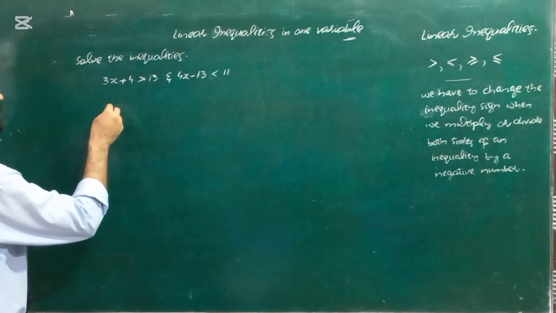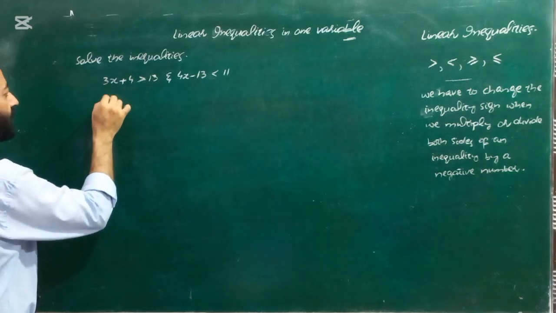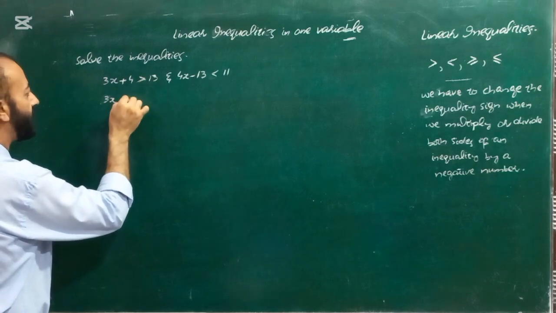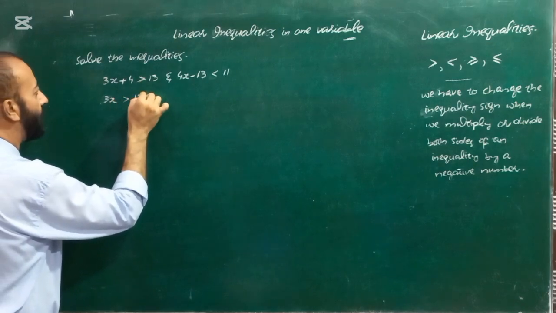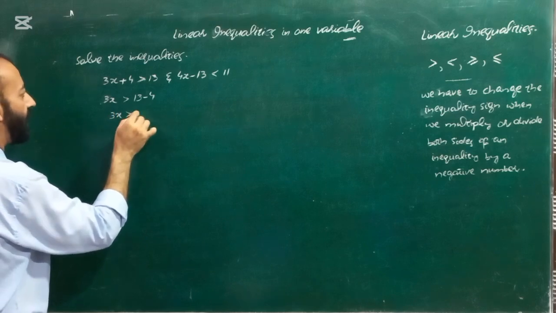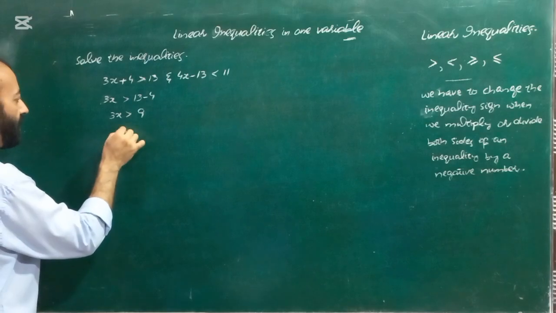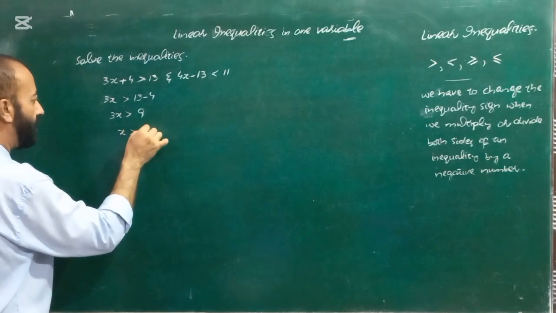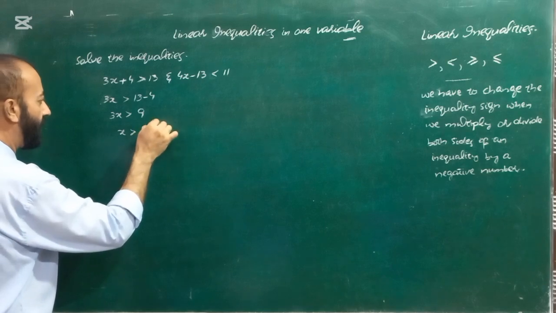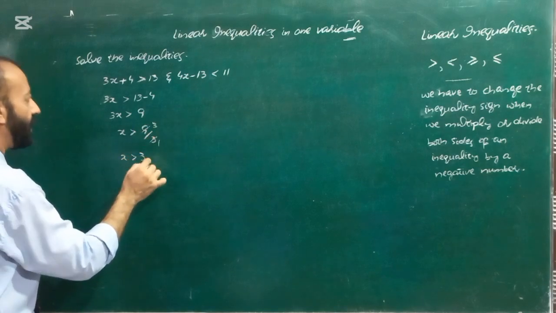So look now, in the first inequality 3x will remain as it is. And this plus 4 will go to the right hand side. It will be subtracted from 13. The next step is 3x greater than 13 minus 4 is 9. And this 3 will go to the right hand side into the denominator. So 3 ones are 3 and 3 threes are 9. So the answer is x is greater than 3.